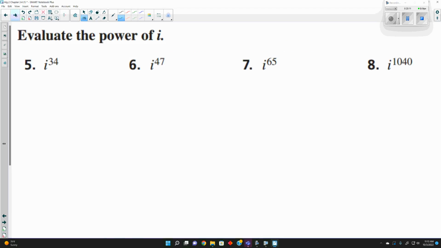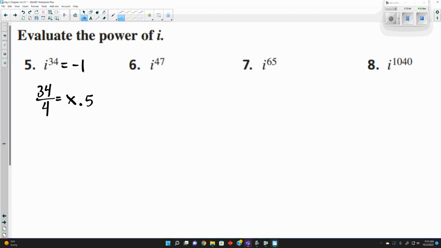So let's look at the next one, i to the 34th. We're taking 34 and dividing it by 4. And 34 divided by 4 is going to give us some number point, what? 5. And we get a decimal of 0.5, the answer is -1. Because again, when we reduce these powers of i, we're only going to have one of 4 answers. It's either going to be i, -1, -i, or 1.